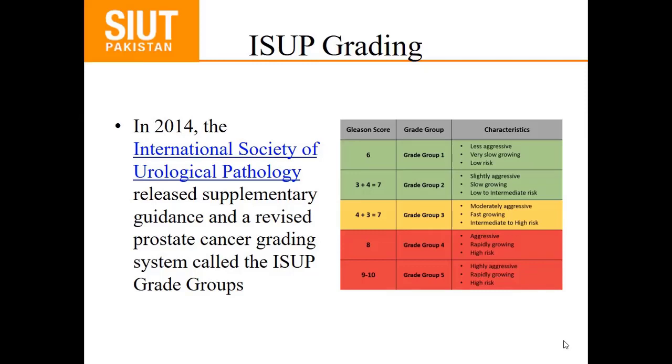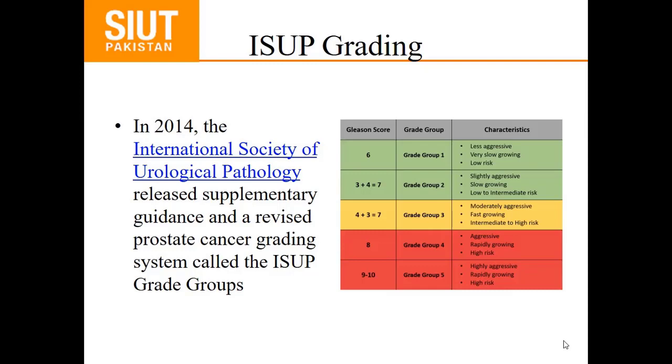In group 3, we can appreciate the most dominant pattern is 4 and the second most common pattern is 3. So 4 plus 3 is 7. They are both 7, but we put 3 plus 4 in grade group 2 and 4 plus 3 in grade group 3, because the first pattern here is 4, the high grade disease.